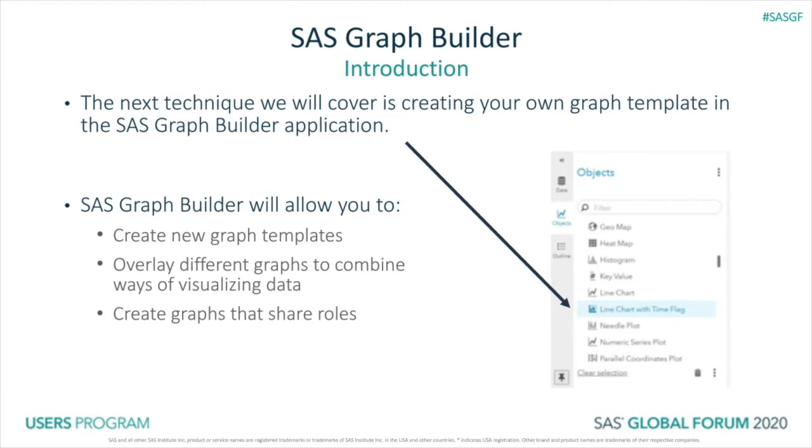As you can see in the screenshot, the standard list of graphs that you can create are there, and the highlighted one in blue says line chart with time flag. We've created that in the graph builder, and imported it into the objects so that we can use it as a normal graph. The SAS Graph Builder will allow you to join graphs together and steal properties from two different graphs and create a new graph using them, or overlay graphs on top of each other, or just create graphs that share roles, maybe x-axis or y-axis roles. So lots of scope, and let's have a look at a practical example.